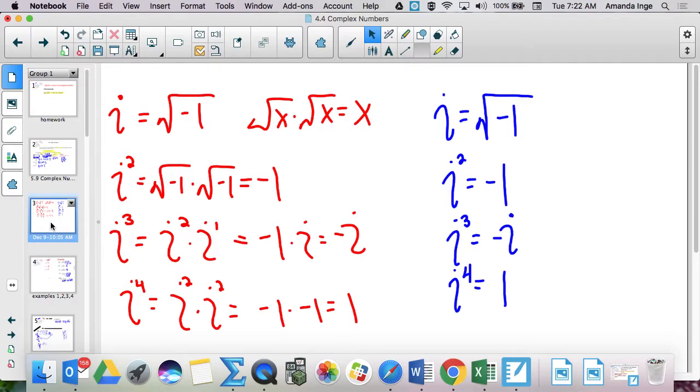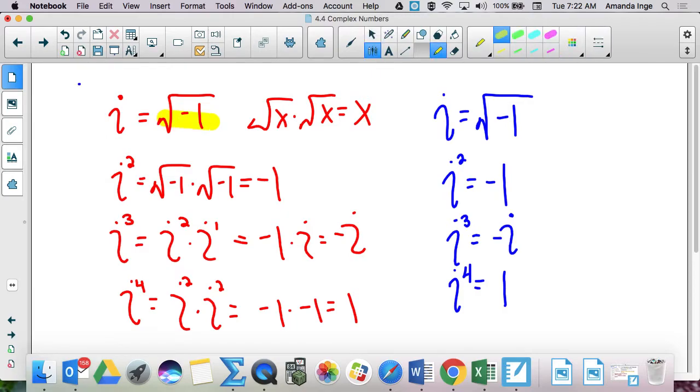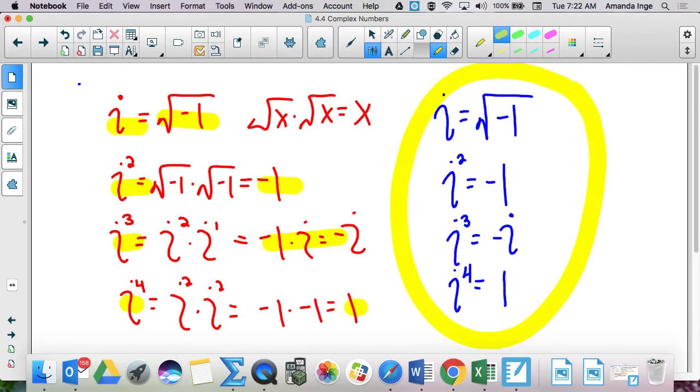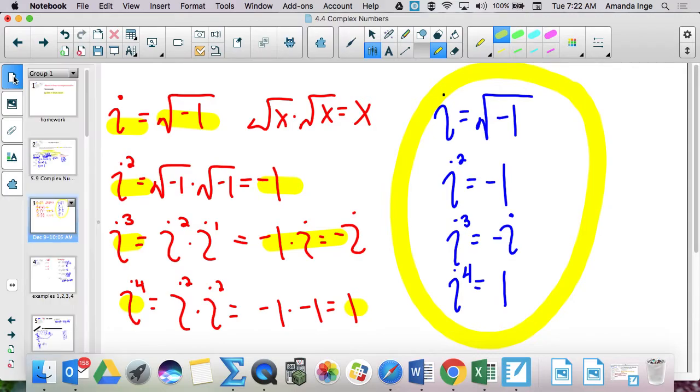So once again, I'll remind you that the square root of x times the square root of x is x, that the square root of -1 is equal to i, that i squared is equal to -1, that i cubed is equal to -i, and that i to the fourth is equal to 1. Like I said, these are all important. You need to remember them, or you need to be able to find them.